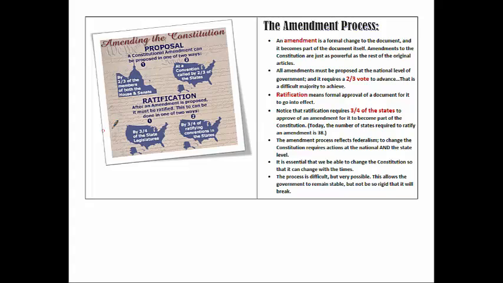So if we're taking a look at this, the proposal, which means a suggestion, must come from the national level, either by 2/3 of the members of both the House and the Senate, or at a national convention that is called by 2/3 of the states. So once again, that 2/3 vote is absolutely essential in order for an amendment to even be proposed.